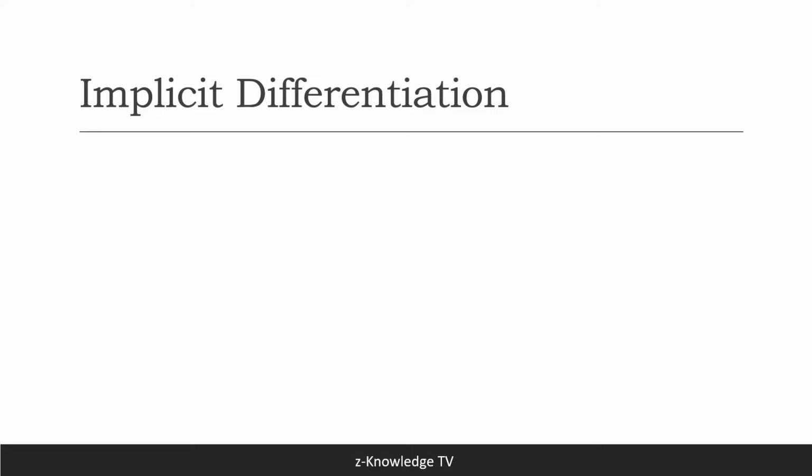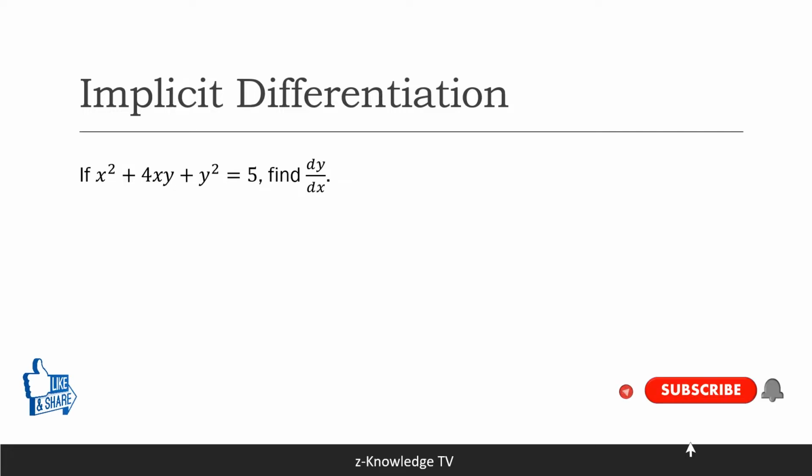Okay, so para mas mabilis natin maintindihan kung paano ba sinisolve o dinidifferentiate ang implicit function, so dako tayo sa ating first example. So, paano kung ito yung ating equation? Okay, so sabi sa equation natin, if x squared plus 4xy plus y squared is equal to 5, find dy over dx. So, itong dy over dx, equivalent din yun sa y prime.